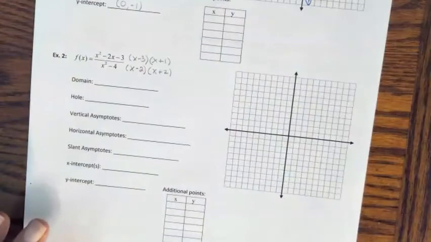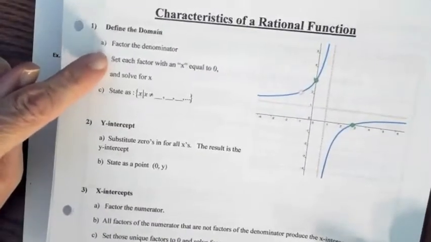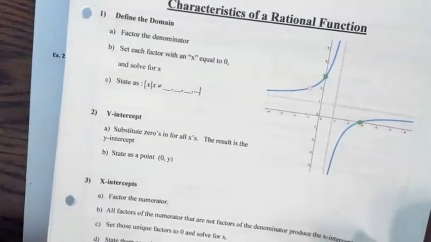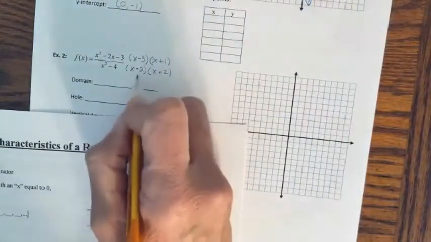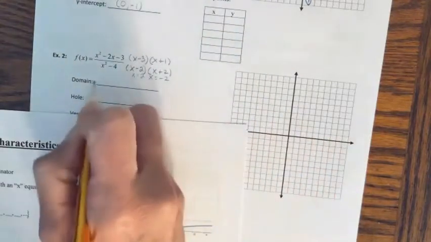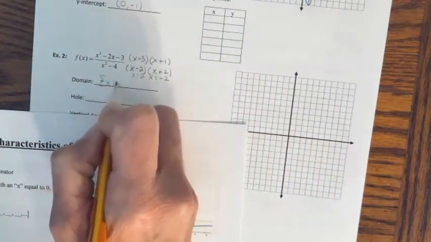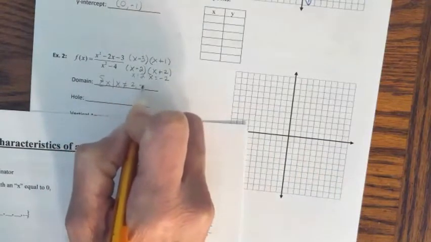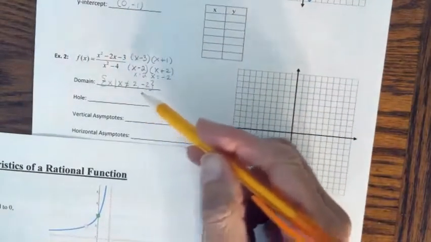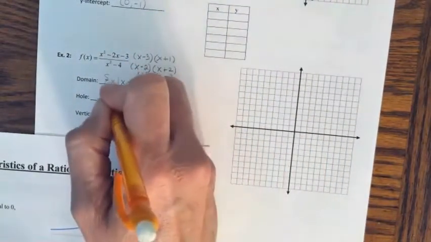So then we can go back to our rational function and finding the domain. Again, when you're finding the domain, you factor the denominator and set all your factors in the denominator that have an x equal to 0 and solve for x. So I've got these two factors. If I set them equal to 0, I get x equals 2 and x equals -2. So that means my domain will be x such that x does not equal 2 and -2. Again, we said there is no hole because there is no common factor in the numerator and the denominator.